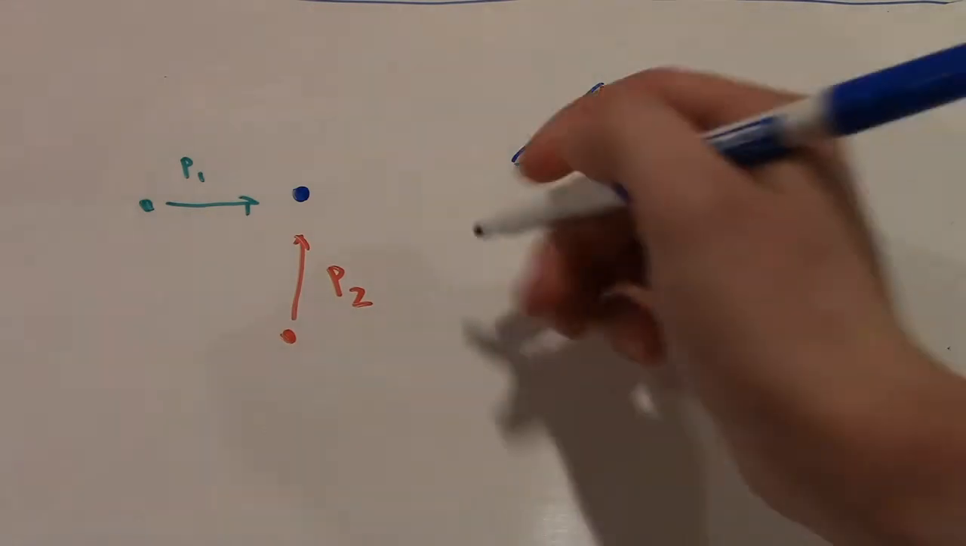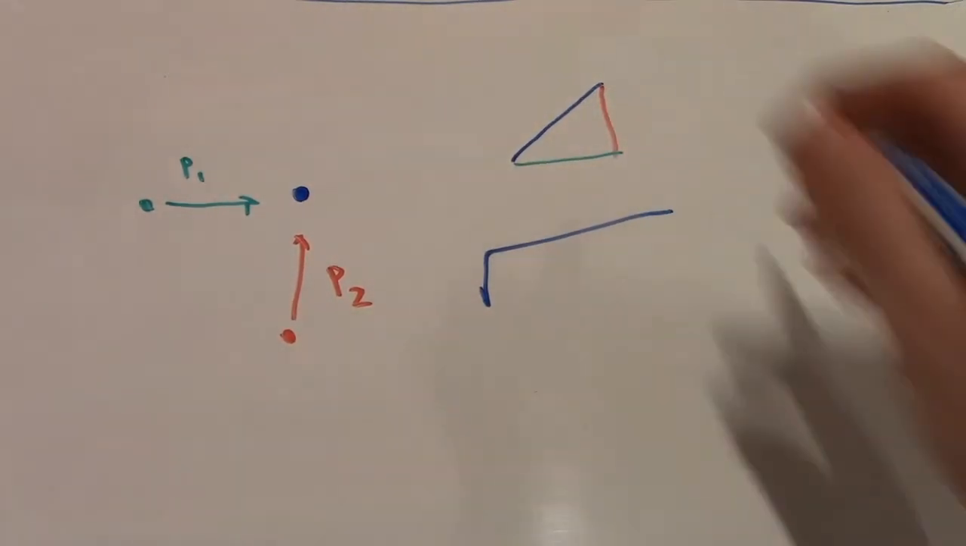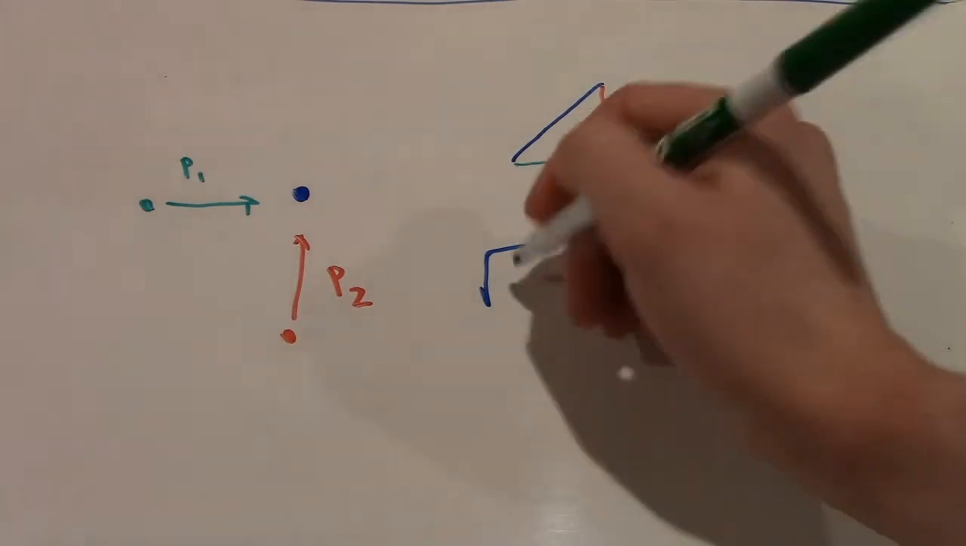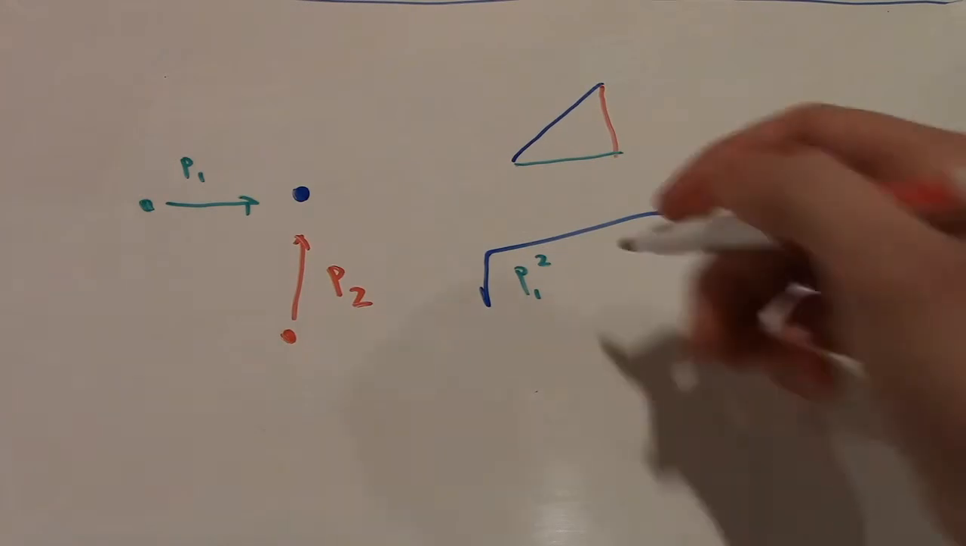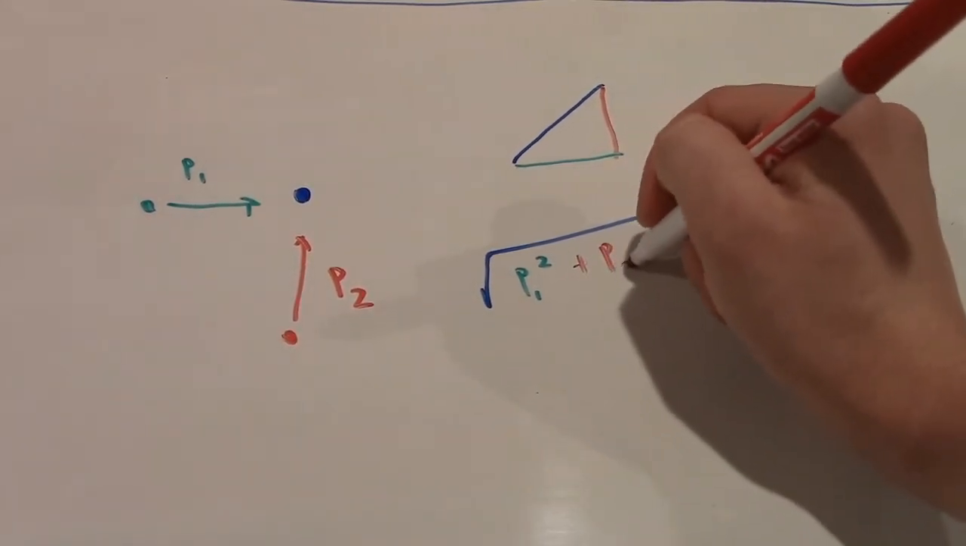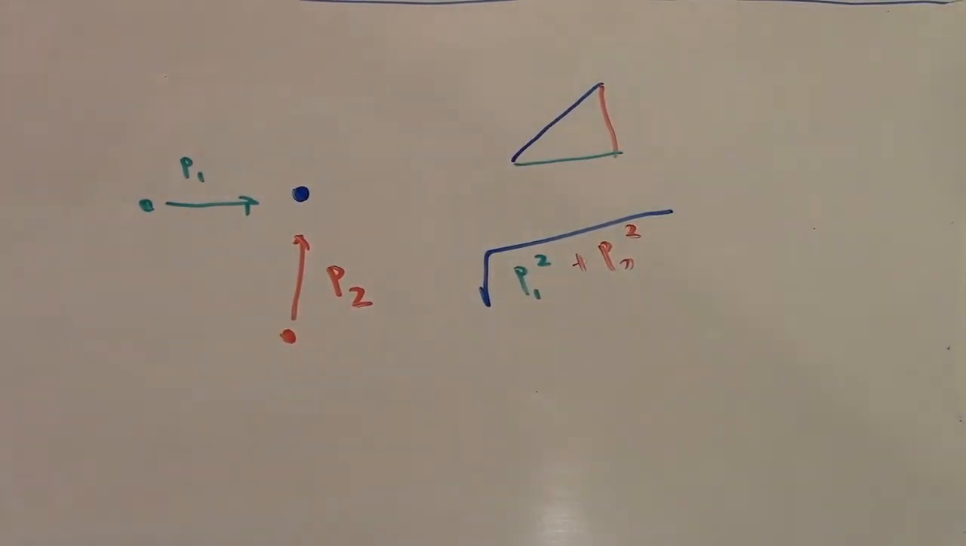So, without going through the entire process, the momentum of the combined particles is the square root of the first momentum squared plus the second momentum squared. But the key thing is that momentum is a vector, so direction is important. Now, momentum can change.